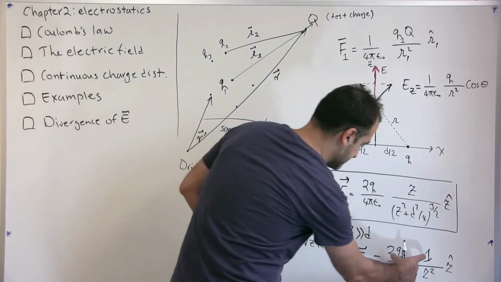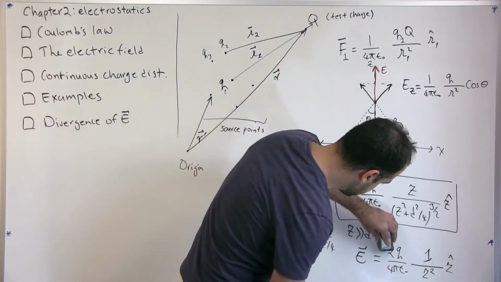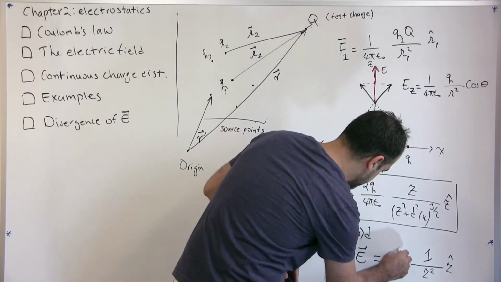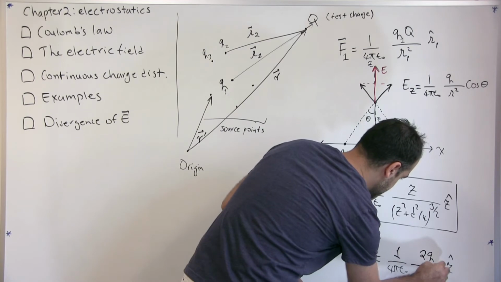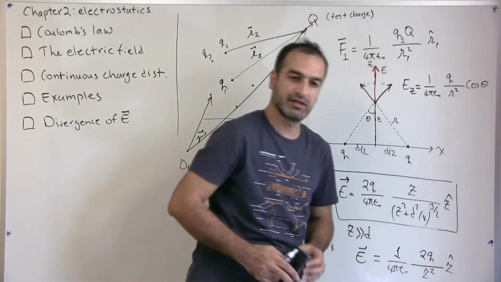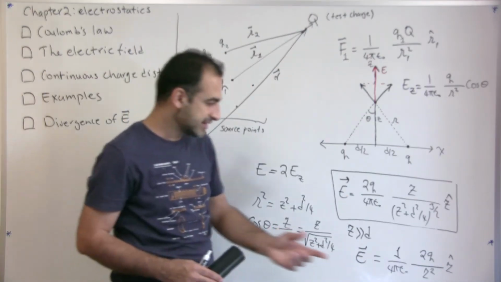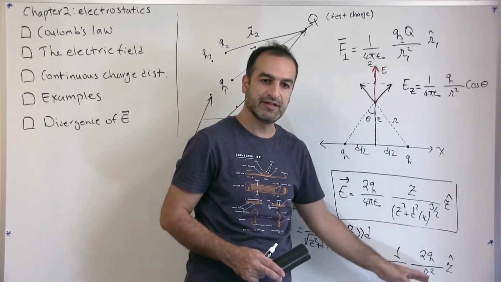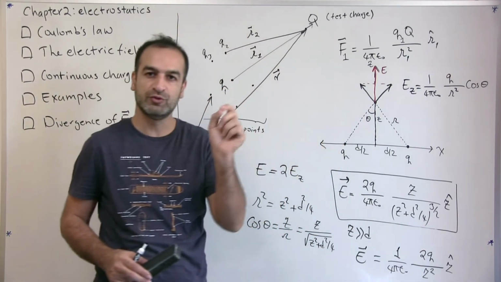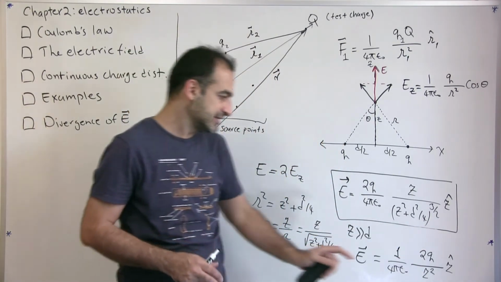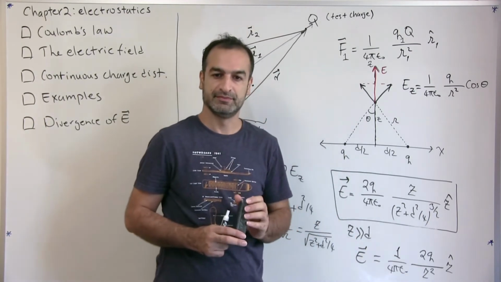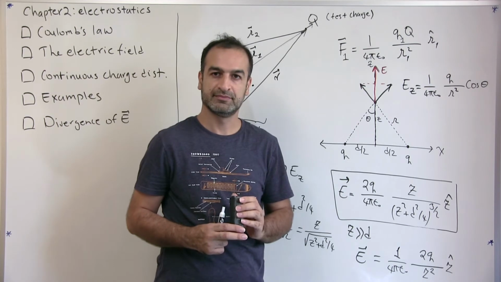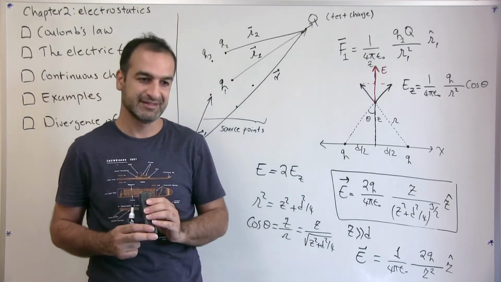And now look at this. If I want to rearrange this a little bit, I can write it as 1 over 4 pi epsilon 0 times 2q divided by z squared, times z-hat. And this is exactly the kind of electric field you get if you have the charge of 2q and you are at the distance z from that charge, 2q. Make sense?